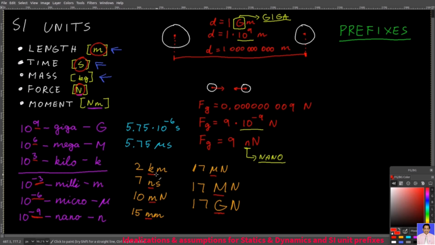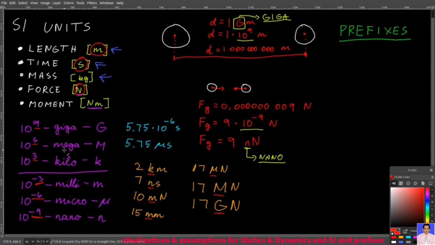2 kilometers, it means 2 times 10 to the power of 3 meters. 7 nanoseconds, it means 7 times 10 to the power of minus 9 seconds. 17 giganewtons means that you have 17 times 10 to the power of 9 newtons.